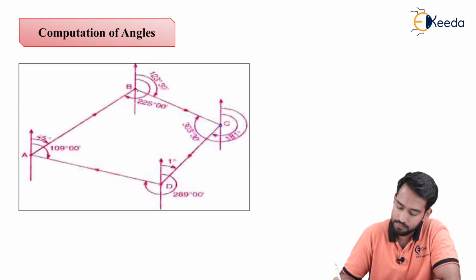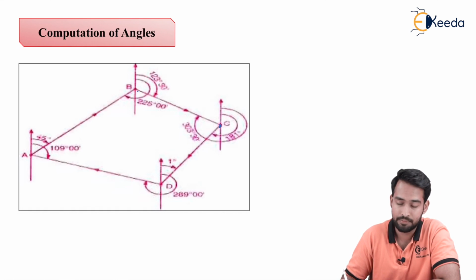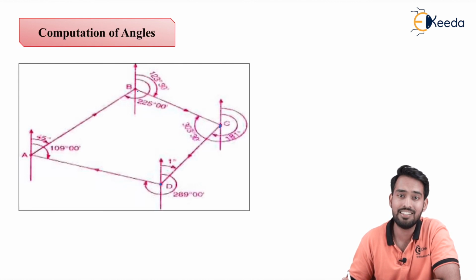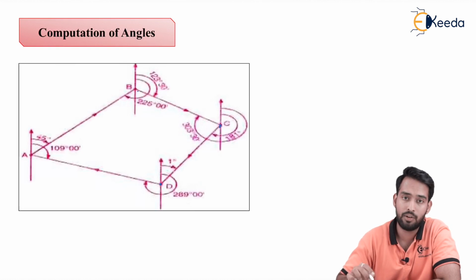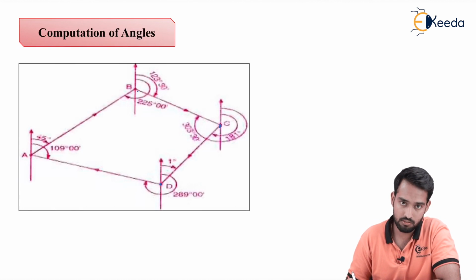Now from C, CD is 181 degrees. So 181 degrees will lie in the third quadrant, and we have to draw the line in the third quadrant. At D, the forebearing of DA is 289 degrees. 289 degrees lies in quadrant 4 and then it will intersect the point A. So likewise, by using forebearings, we have drawn a traverse.